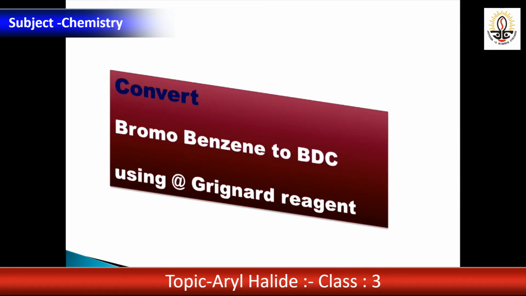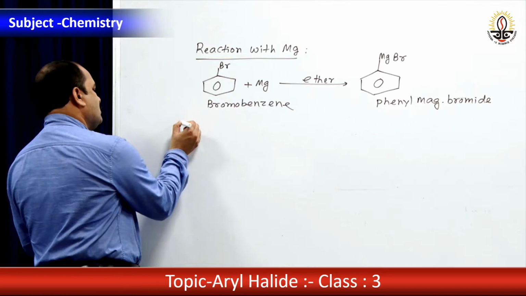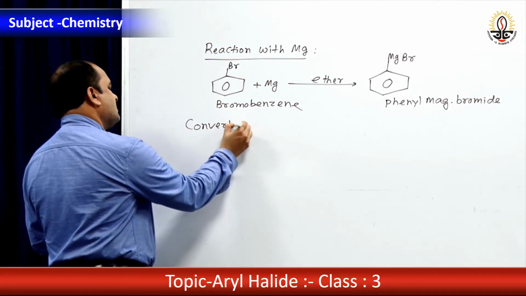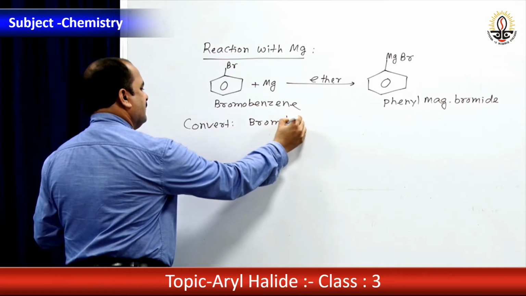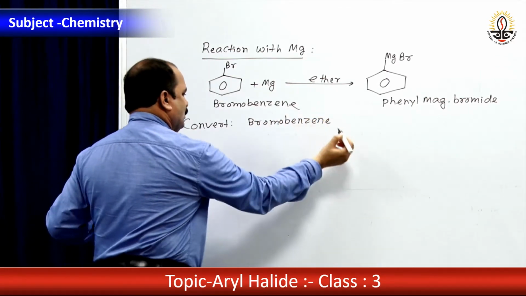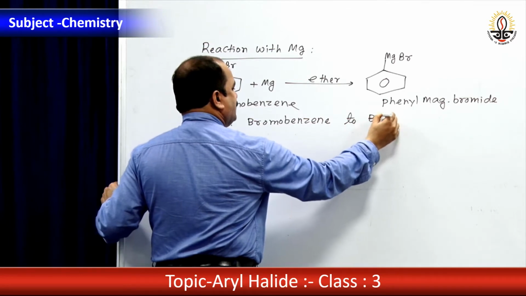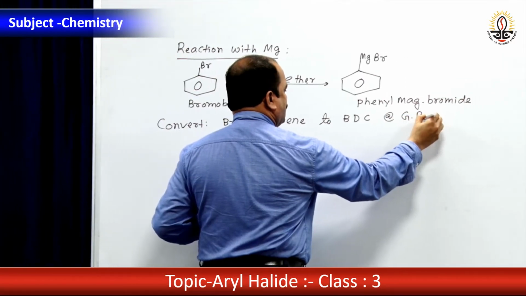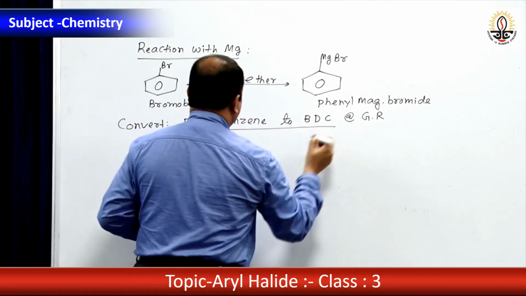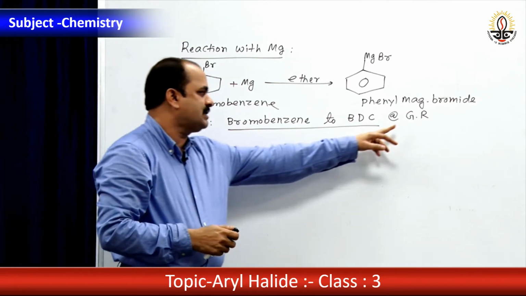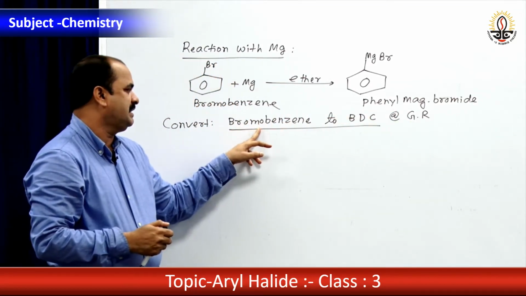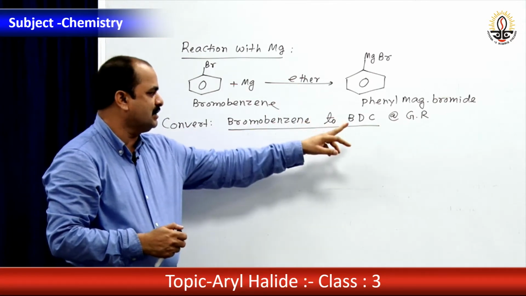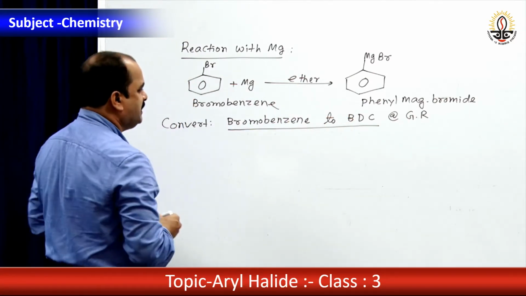Next we will discuss one conversion: convert bromobenzene to BDC, benzene diazonium chloride, using Grignard reagent. As it is Grignard reagent, first bromobenzene will react with magnesium metal to give Grignard reagent. Then we will proceed to BDC, benzene diazonium chloride.